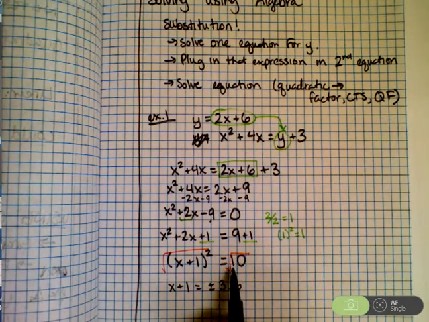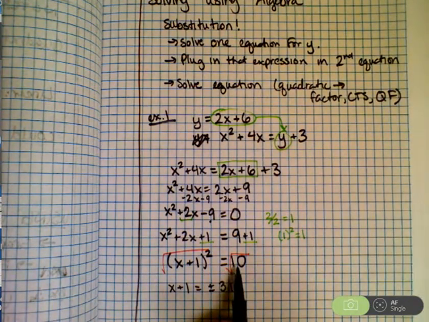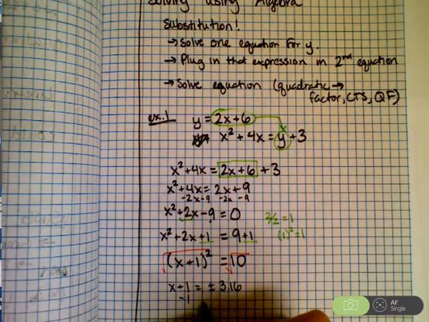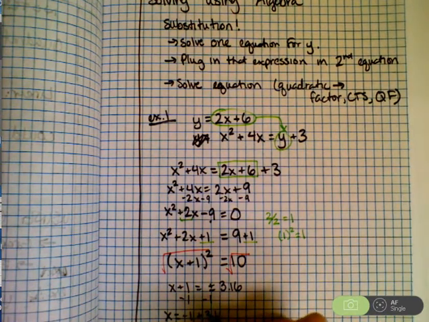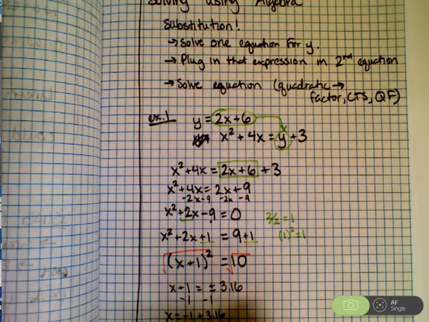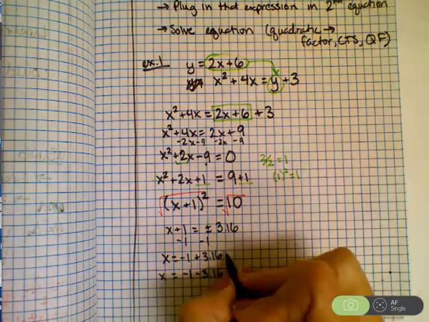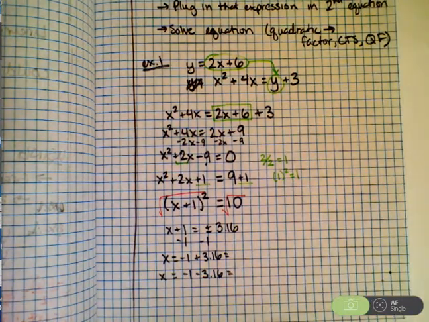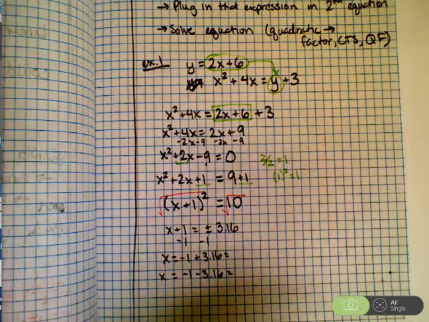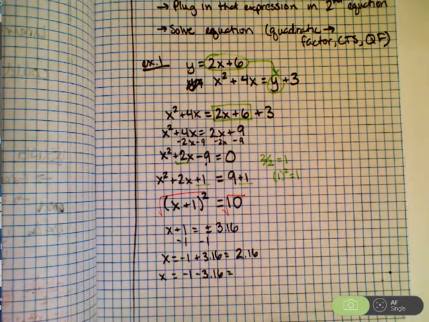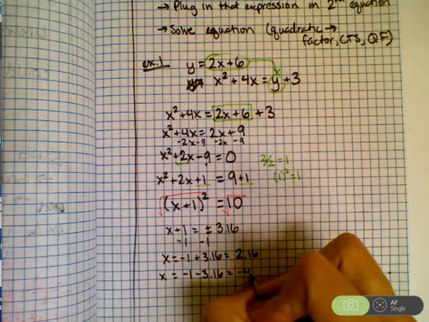Not imaginary. If this had been imaginary, this is where we'd have no solution because we'd have imaginary ones, which aren't real. Subtract 1, so I do x equals negative 1 plus 3.16. Or x equals negative 1 minus 3.16. And you can't see that, but I'll fix that. No worries. So negative 1 plus 3.16 is 2.16. Oh, I could have done that. Negative 1 minus 3.16 is negative 4.16.